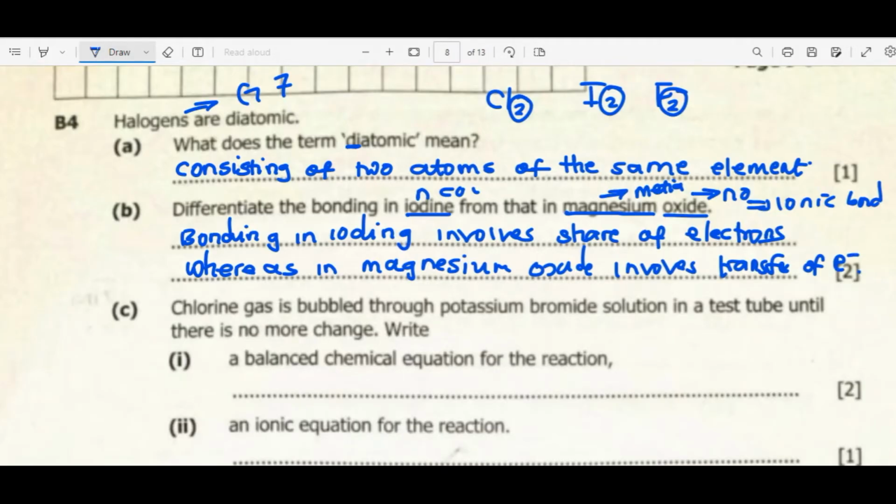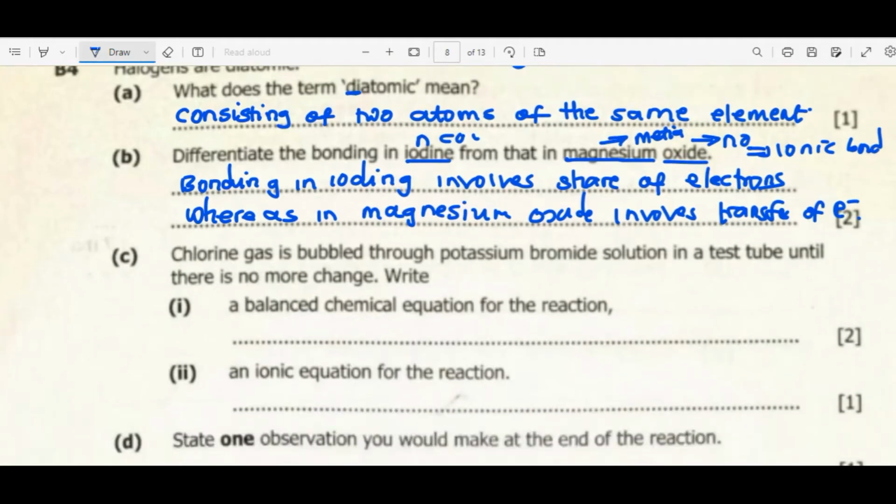So we know that whenever we are dealing with an ionic compound or ionic bonding, electrons are being transferred from one element, which is the metal, to another element, which is the non-metal. But for a covalent compound or bonding, the stability comes because of the sharing. So two or more atoms share a certain number of electrons to attain stability. So that's what you are supposed to answer for a question like this one.